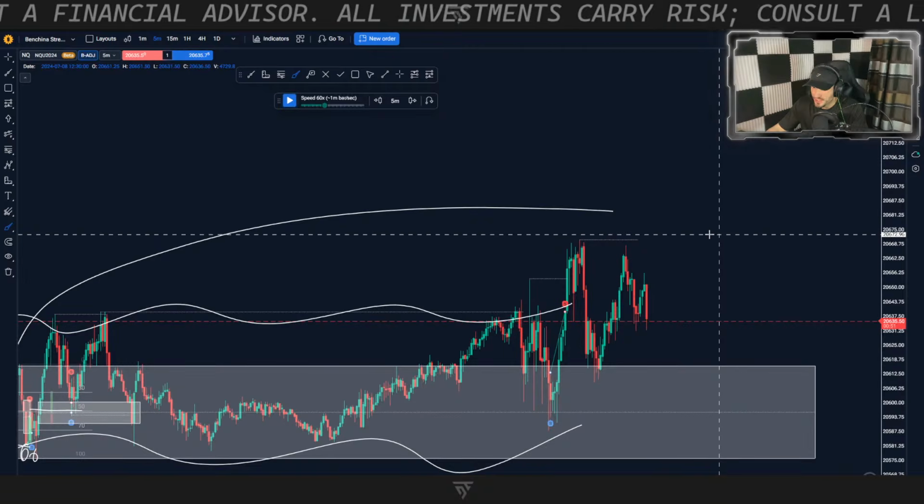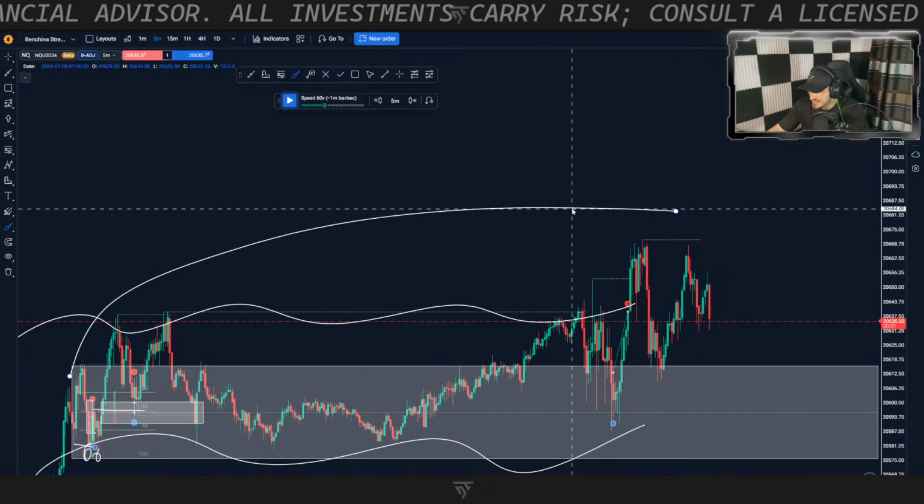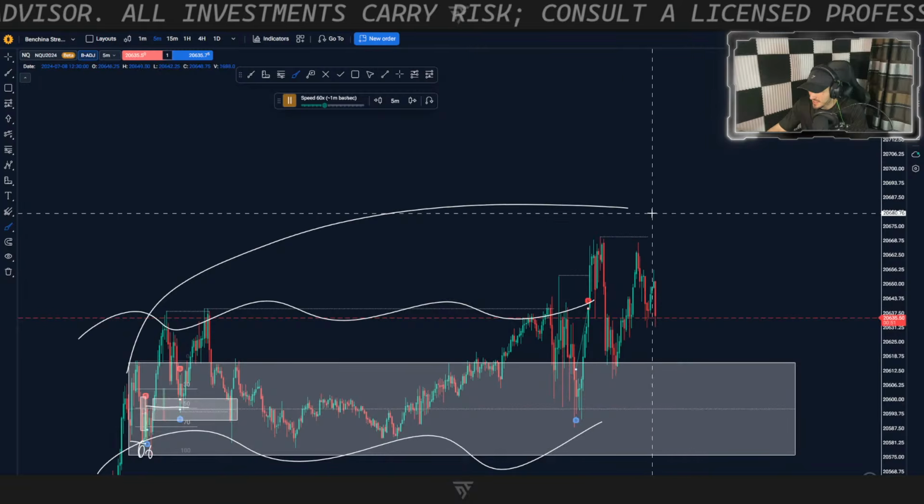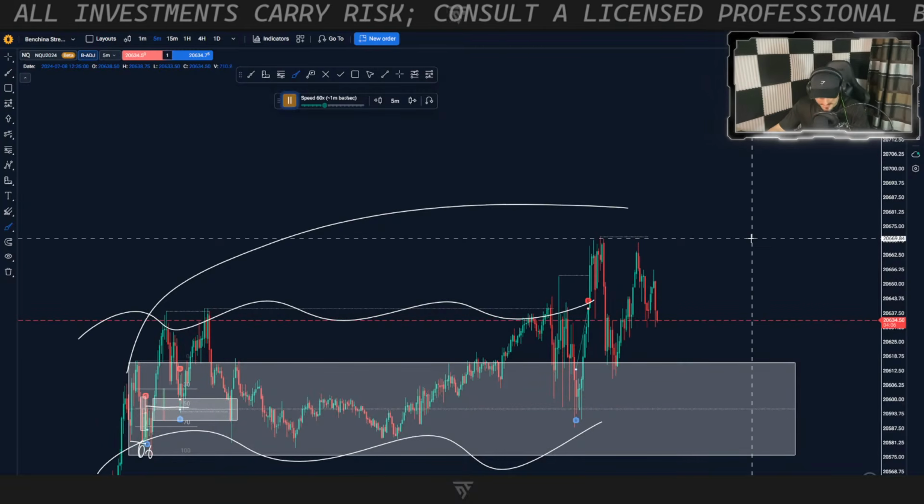Does multi-chart work in there? Yeah, it does. You can do ES and NQ at the same time. Yeah, it does work, yeah.